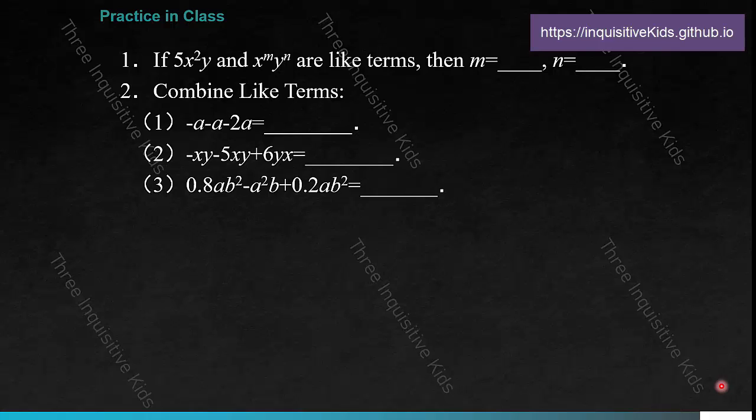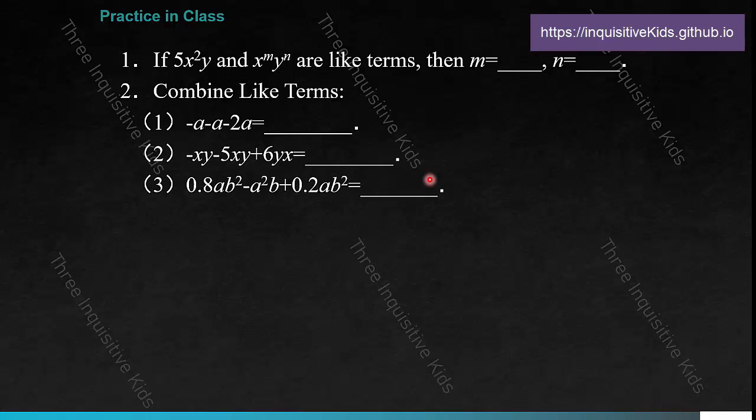1. If 5x squared y and x to the mth power and y to the nth power are like terms, then m is equal to blank and n is equal to blank. And then you have to combine like terms for all of these 3 polynomials. Pause the video and do all of these problems. After, unpause to check your answers.